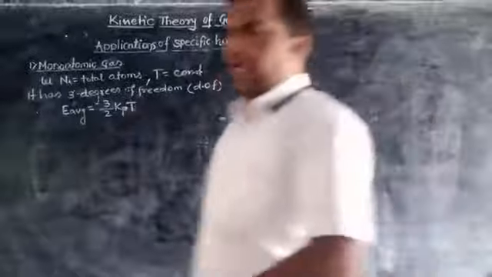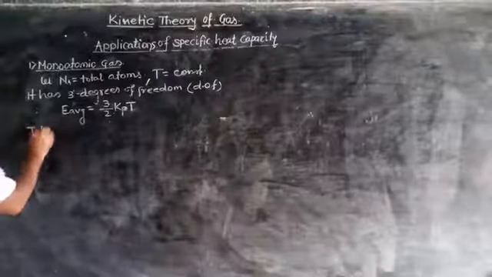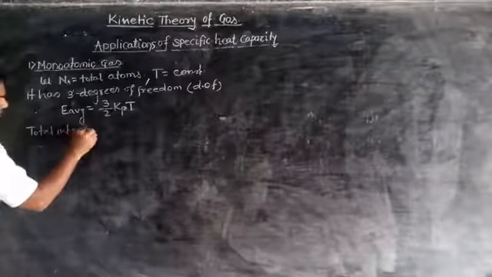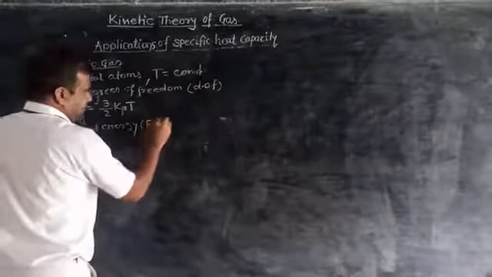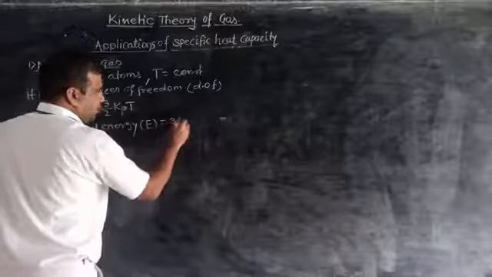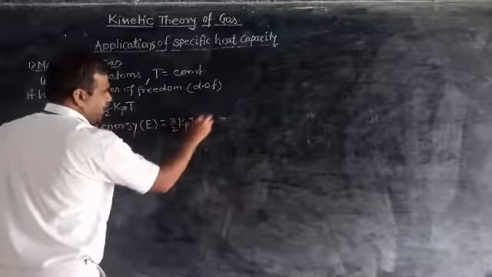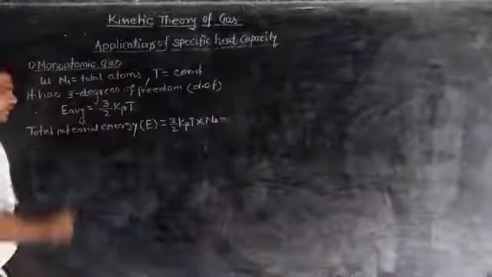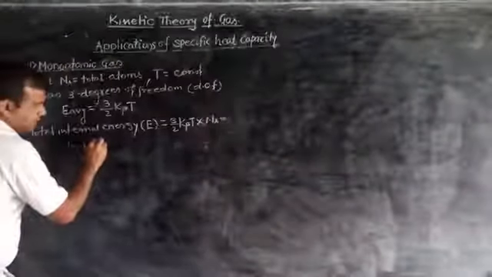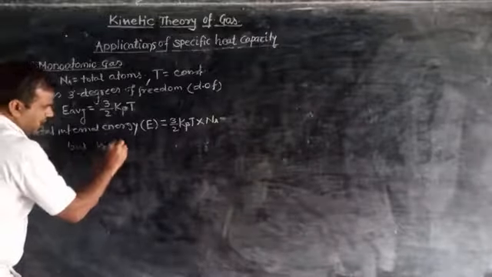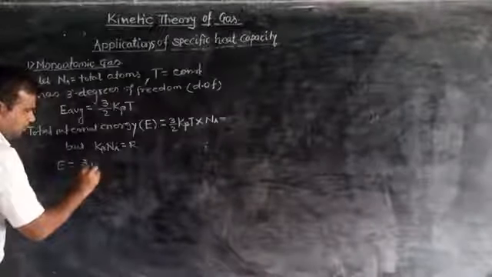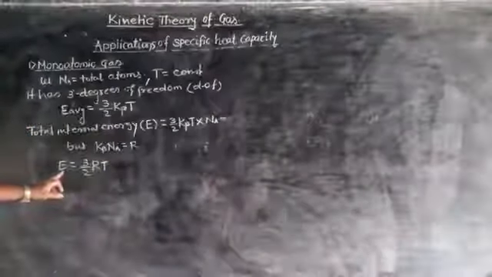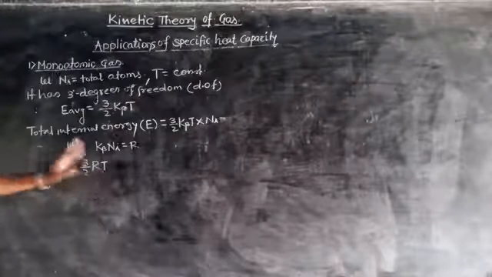Therefore the total internal energy of these Na atoms, that is E, is equal to 3/2 k beta T into Na. But k beta into Na is equal to R, and therefore this E can be written as 3/2 R into T. This is E is equal to 3/2 R into T.